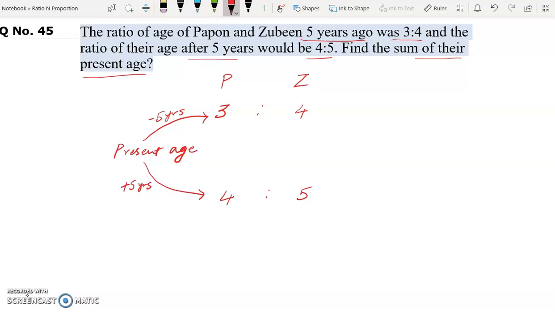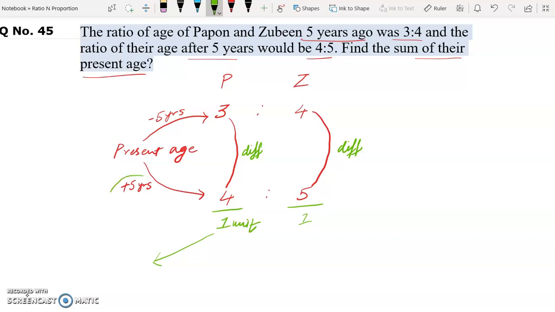Now what we will do, we will look at the difference between these two. The ratio of the age 5 years ago and after 5 years. The difference will be 1. 4 minus 3 is 1. 5 minus 4 is 1. So the difference for both Papon and Jubin is 1 unit. Now this 1 unit will represent what?